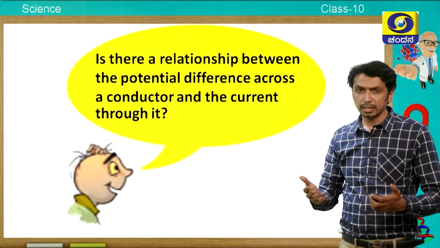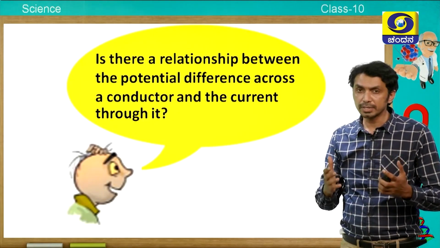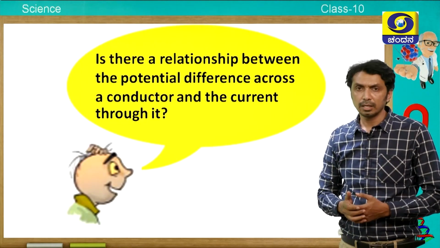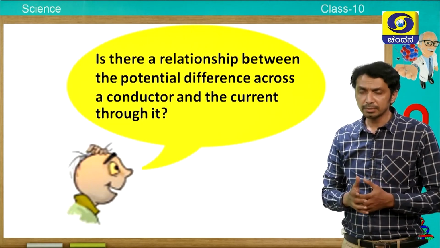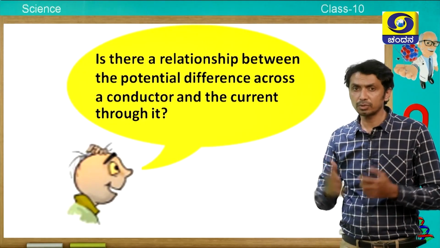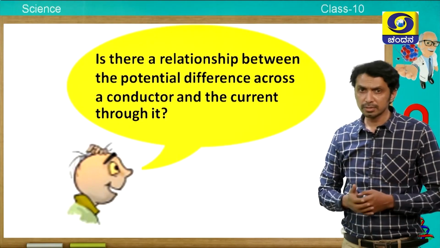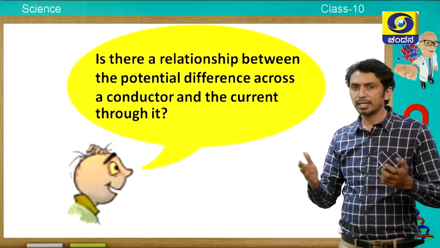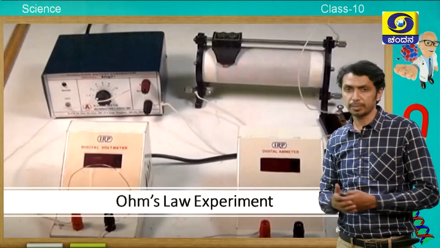Now children, we have seen the two concepts, potential difference and electric current. Now are these two depending on each other? That means whenever there is a potential difference supplied to a conductor, is the current depending on the potential difference? What do you think? Come, let us see through this experiment called Ohm's law experiment.